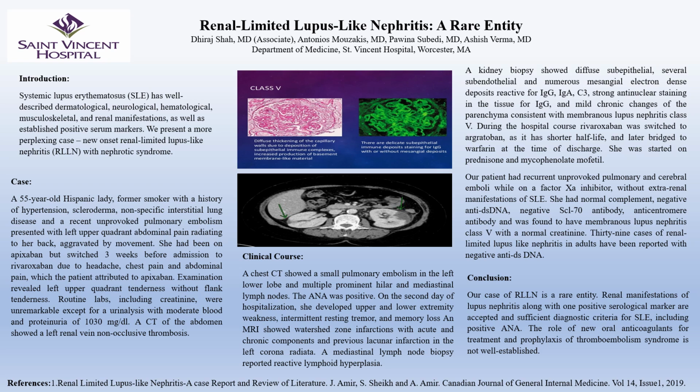3 months earlier, she was admitted for unprovoked pulmonary embolism and was started on apixaban, then switched to rivaroxaban due to side effects. Her other comorbidities include hypertension, scleroderma, and unspecified interstitial lung disease. Review of system was negative otherwise.